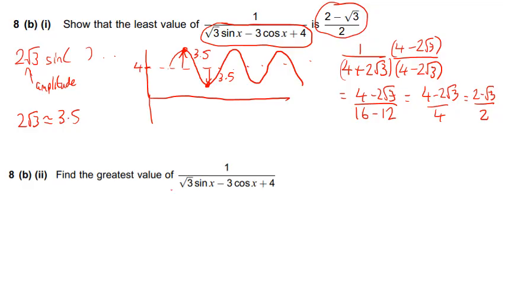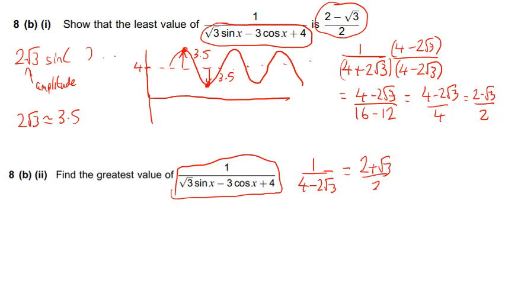Right, find the greatest value of this function. Well, it's going to be the equilibrium position 4 minus the amplitude, 4 minus 2 root 3. And to rationalize that, I'm going to multiply top and bottom by 4 plus 2 root 3. Now, I don't need to go through the whole thing again. Hopefully you can see what's going to happen. All that's going to change is the sign. So I'm going to have 2 plus root 3 over 2.